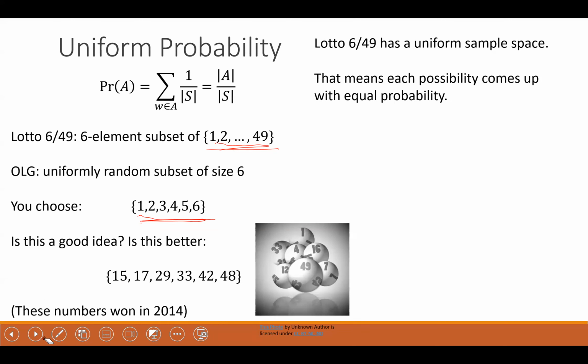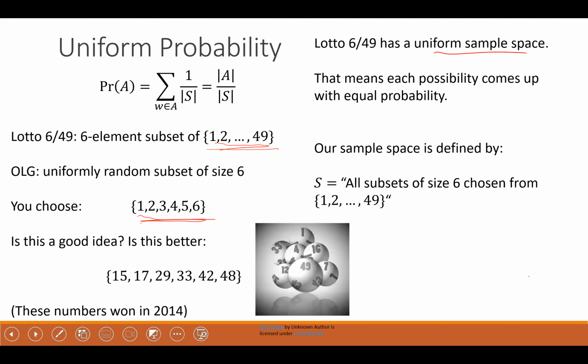So yeah. So when they spin the tumbler, they take the balls out. Each of those balls is drawn as completely random as they can make it. So we say that this has a uniform probability space or a uniform sample space. So every set of numbers comes up, by definition, with the same probability. But yeah, what is that probability? So yeah, our sample space S is all subsets of size 6 chosen from the numbers 1 through 49. Okay, so how big is S?